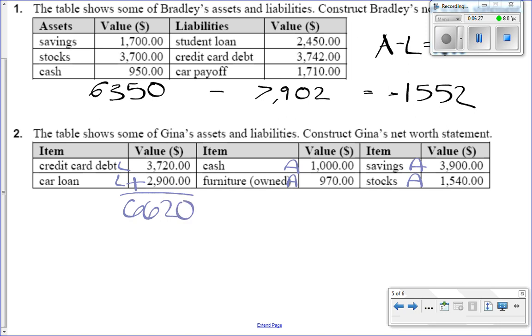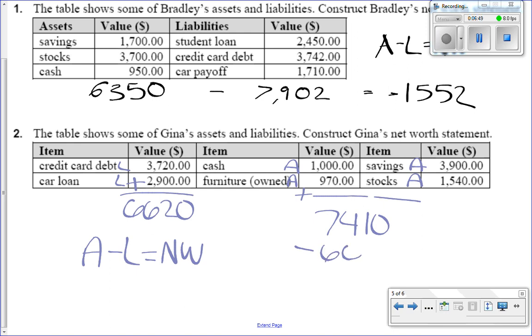Good. Total value of her liabilities. Good. Total value of her assets. That looks like my paper. Good. Gina's net worth is $790. One big clap. 1, 2, 3. Questions? Not bad, right? Okay.